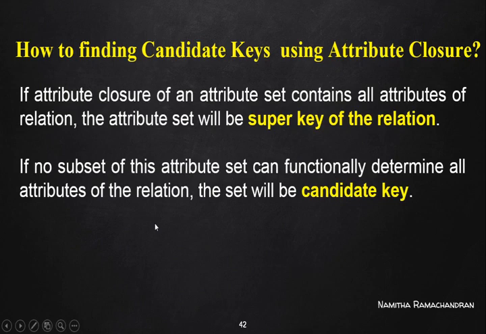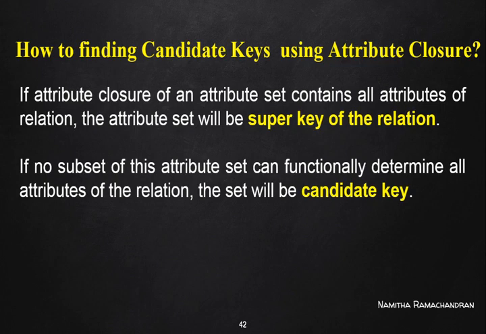Again, what is the significance of this attribute closure? That means, what is the significance of finding this attribute closure? With the help of this attribute closure, we can identify the super keys, basically the candidate keys, of a given relation.